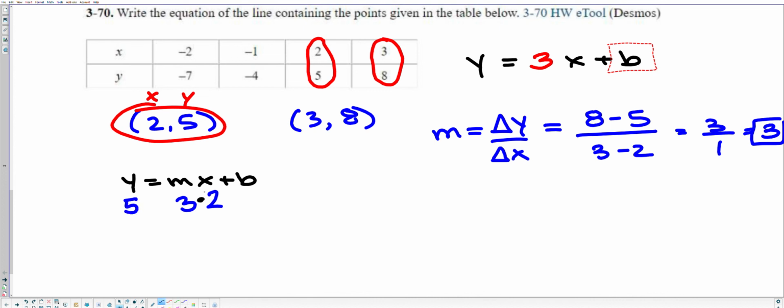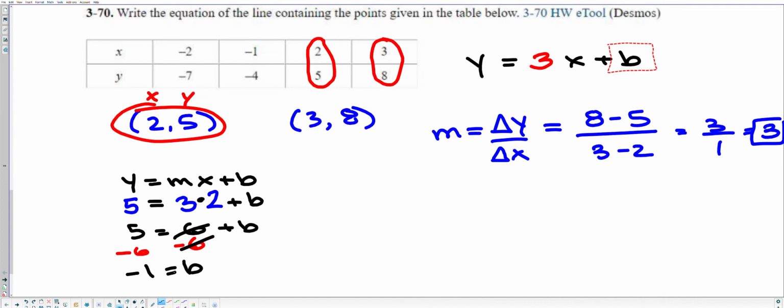Then the rest of it, just copy it down and solve for the b, because b is the only unknown at the moment. You get 5 equals 3 times 2, which is 6, plus b. Now you solve for b using inverse operations. You need to get rid of that positive 6. The inverse operation of positive 6 is negative 6, and those simplify out to 0, and you end up with b equals negative 1.